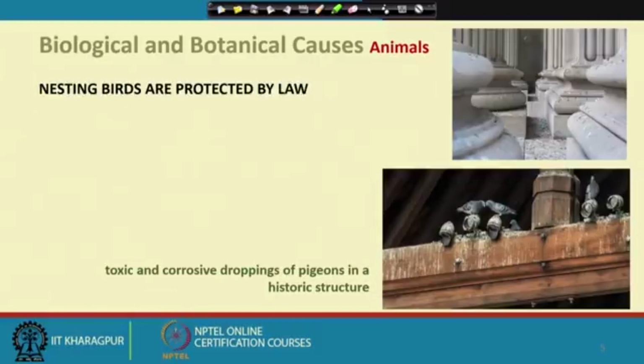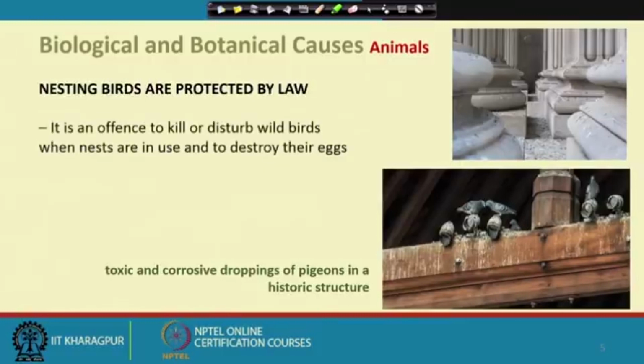One, we must remember the nesting birds are protected by the law, and so are some of the animals. There is a very strict animal control, protection and preservation wildlife law. So, depending on which country we are working in, we have to be very careful, because earlier a lot of measures were taken that were sometimes very cruel, and these are not possible nowadays. So, one has to look into those particular laws to keep a balance. It is often an offense to kill or disturb wild birds, especially when the nests are in use, and to destroy their eggs. It's a punishable offense.